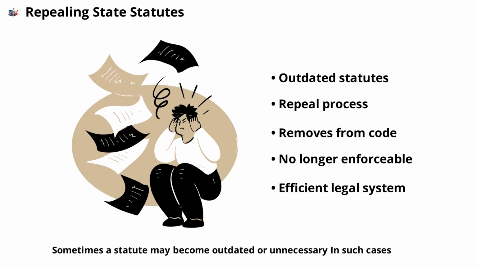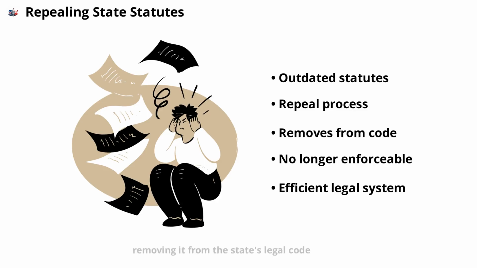In such cases, the legislature can repeal the statute, removing it from the state's legal code. The repeal process follows the same steps as passing a new law. Once repealed, the statute is no longer enforceable. This process ensures that the legal system remains efficient and free from obsolete or redundant laws.